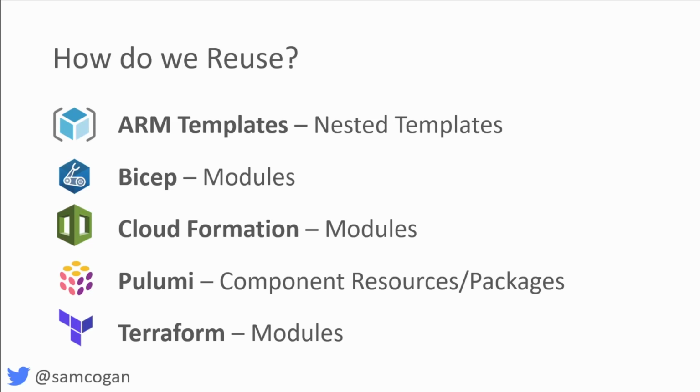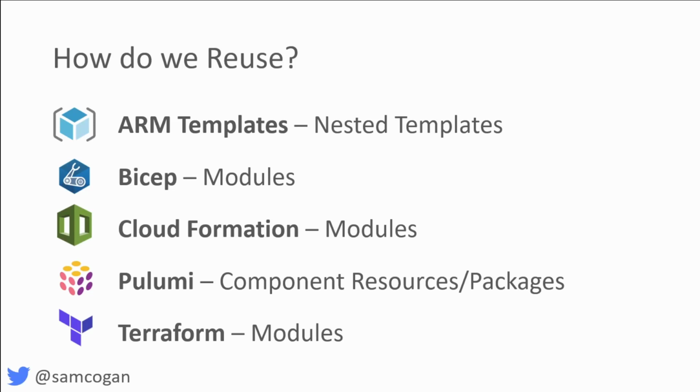But if we have a look, so on the Azure side, if you are looking at using ARM templates or Bicep, you've got a concept there. So ARM templates has this concept of nested templates where you can have one template call another and you can use that to create modules. Bicep has a concept, it calls modules directly, where you can create bits of code that you can then reuse and distribute. CloudFormation on AWS has modules as well.